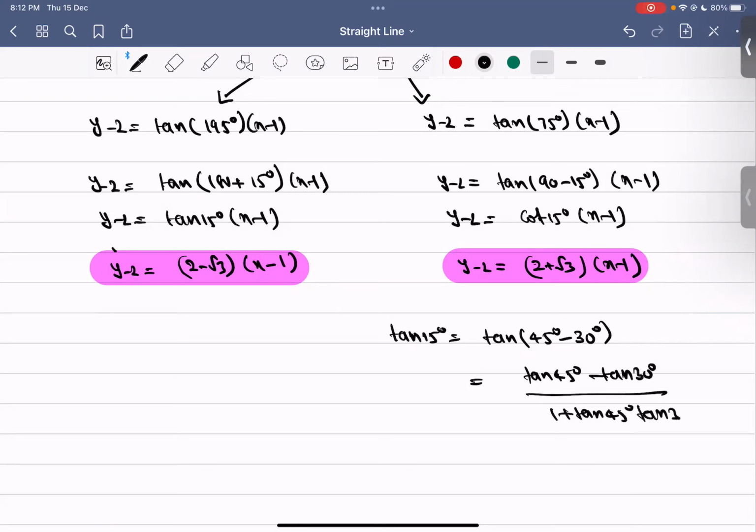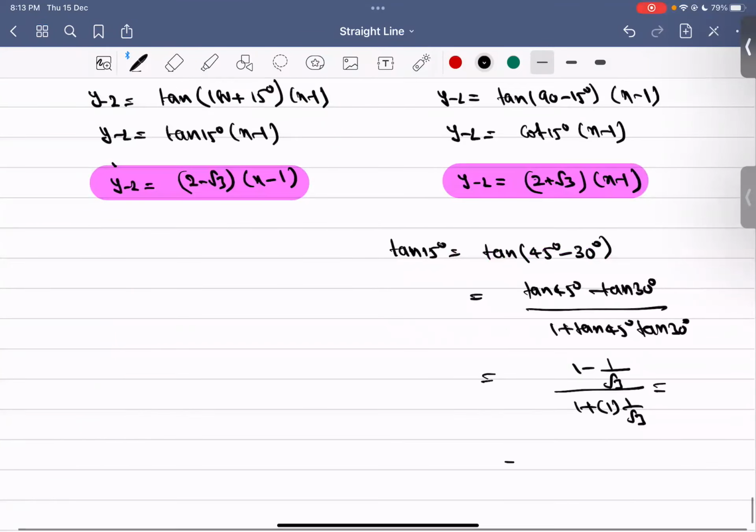1 plus tan A tan B, that is equals to tan 45 minus tan 30 over 1 plus 1 into 1 by root 3, where tan 30 is 1 by root 3. That is equals to what? That is tan 15, which is root 3 minus 1 by root 3 plus 1.